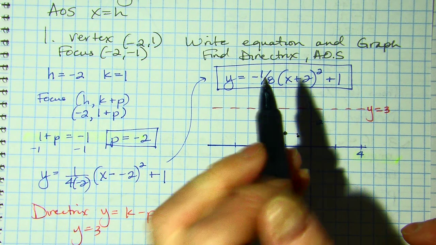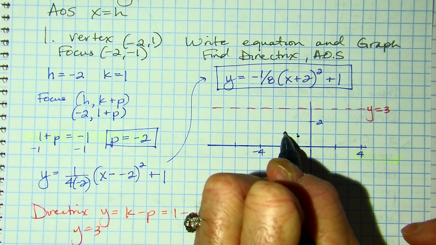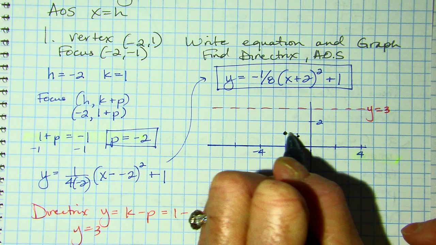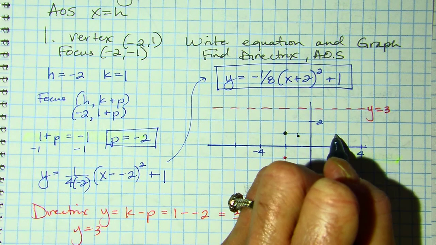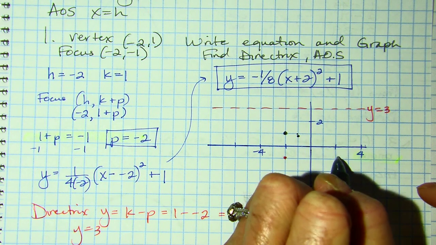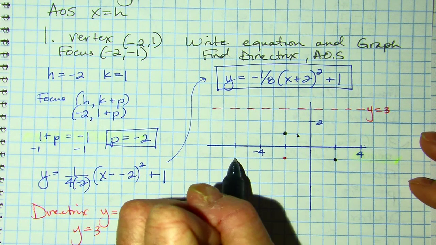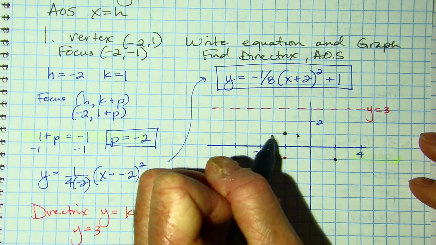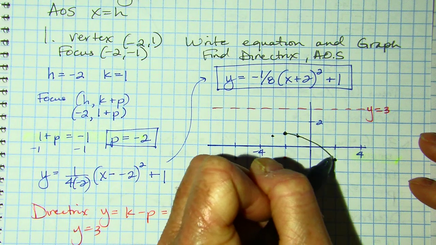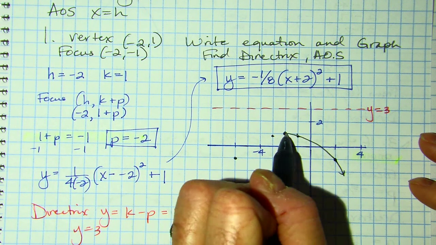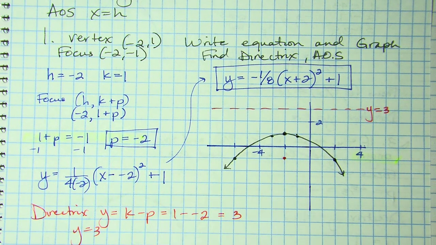So I'm going to try, what if x is 4? If I go over 4, 4 squared is 16. 16 over 8 is 2. So I went down 2. And I'm going to reflect this point across, and I bet those are the same points Desmos will give you. So there's my graph, just doing it by hand.